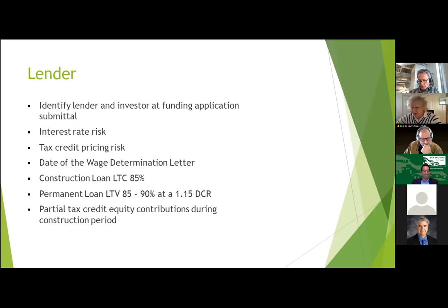These deals are probably higher leverage than what you'd see in the market rate world. You can actually get a loan to cost that's up to 85%. We'll go up to 90%. The perm loan sizing with a 1.15 DCR, that's not the same level of coverage you'd expect if you didn't have all those other sources. And most importantly, the stack and the way the capital is deployed.